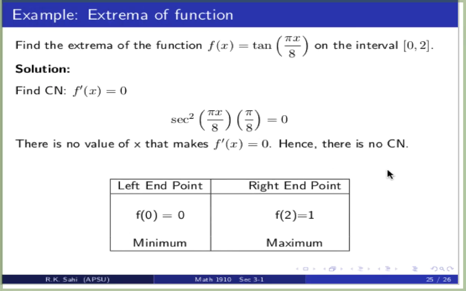So we see that we have an example where there is no critical number, and at the endpoints, the left-hand point, which is 0, is the minimum and the maximum is at the right-hand point. And we also saw it from the graph too.